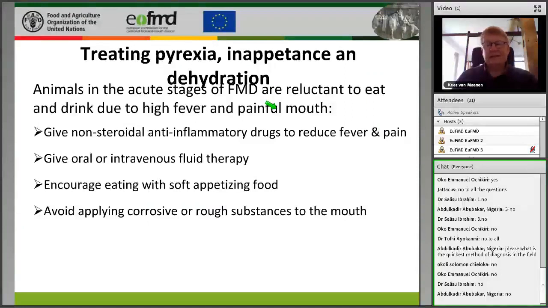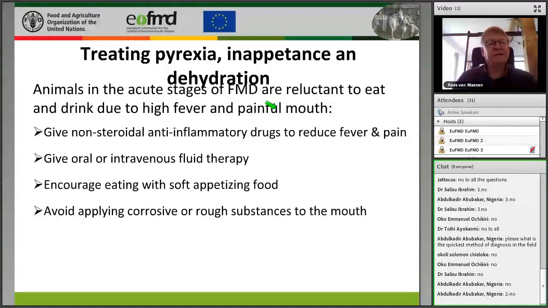Well, a few slides on treatment of FMD. FMD is a viral disease, so you cannot give it a primary treatment with antibiotics. We will not discuss virostatics right now. There are some options there, but these are very expensive and they are not registered, not available commercially. So the main thing is symptomatic treatment, and that's very important. Treating pyrexia, inappetence, and dehydration.